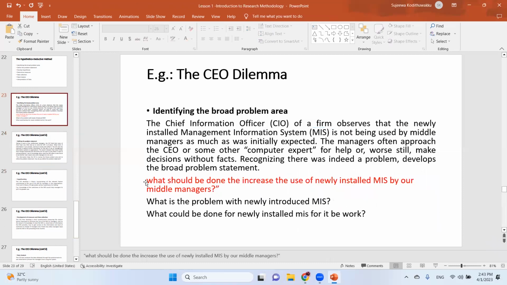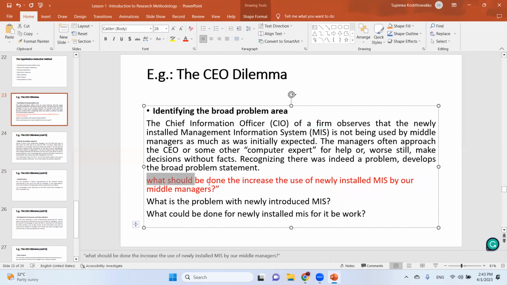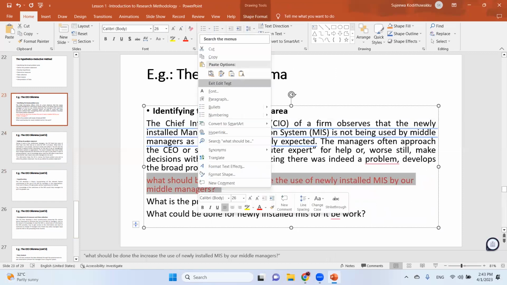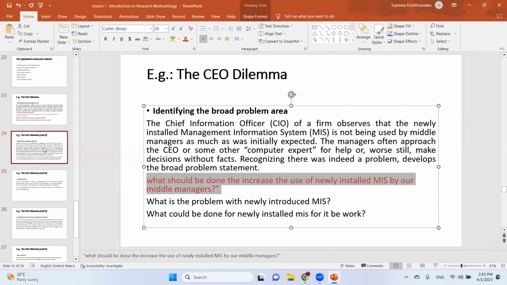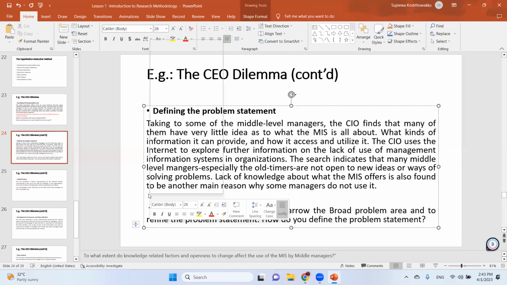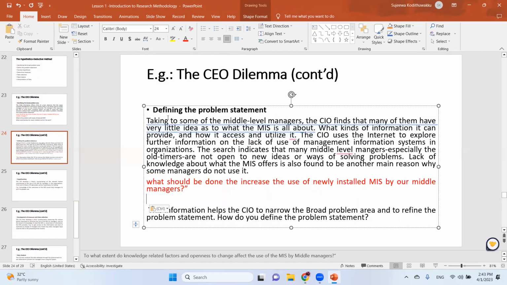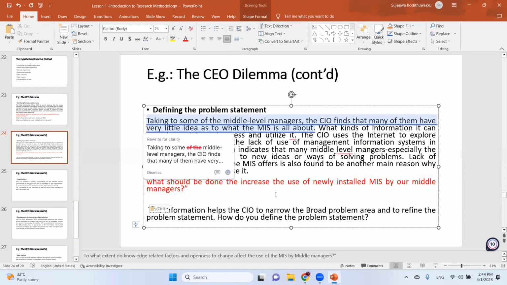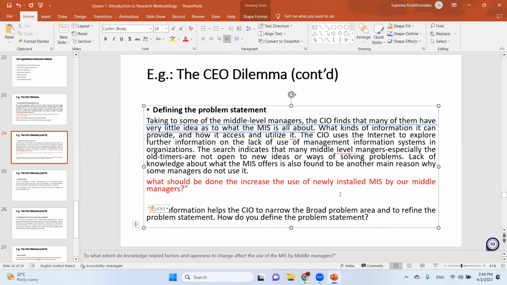Then the objective, as I mentioned earlier, at the end of the problem statement, you want to mention your research problem. So this is how you want to write it. So this is the problem statement. At the end of the problem statement, you want to mention the problem. So what should be done? Increase the use of newly installed MIS by our middle managers.